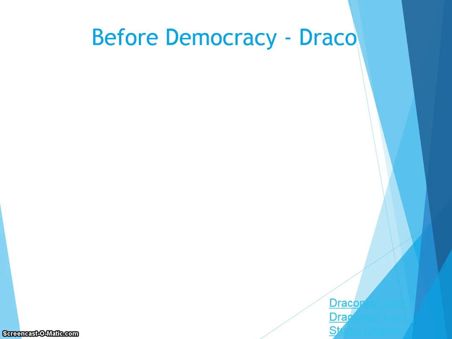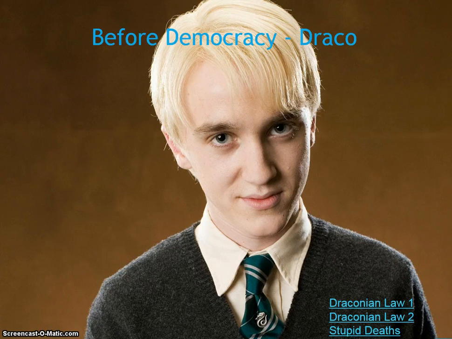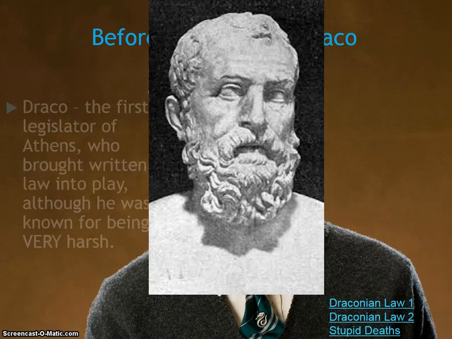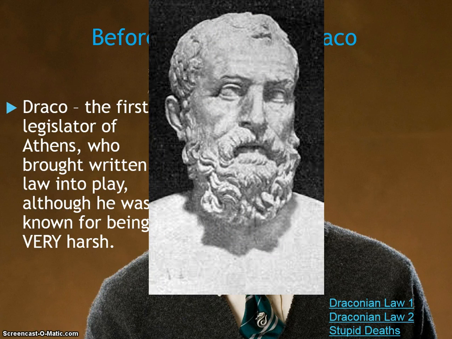It all began with Draco. Not that Draco. That guy kind of creeps me out. That's better. Draco was the first legislator of Athens who brought written law into play. The only problem was his laws were, if broken, the punishments were extremely harsh. Like for loitering, death. For stealing an apple, death. We're going to watch some of these videos tomorrow and learn a little bit more about Draco in class.